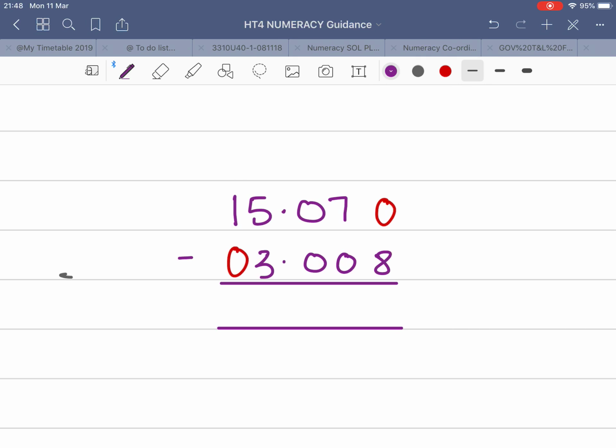Already slotted the zeros in here for our last example. 0 take away 7, reduce that to 6, call it 0 take away 8, reduce that to 6, 10 take away 8 is 2. 6 take away 0, 6, 0 take away 0, decimal point, 5 take away 3, 1 take away 0.